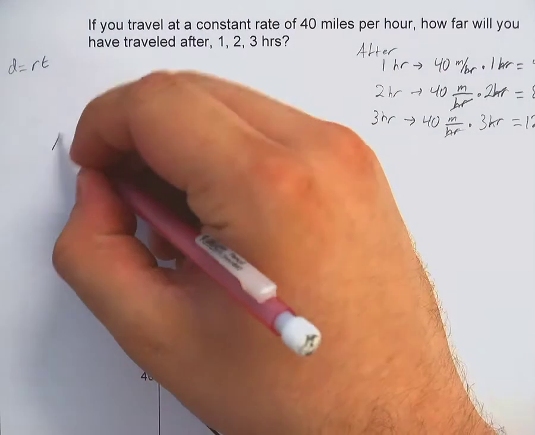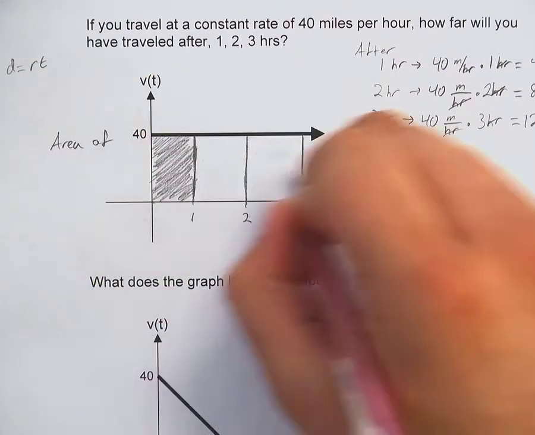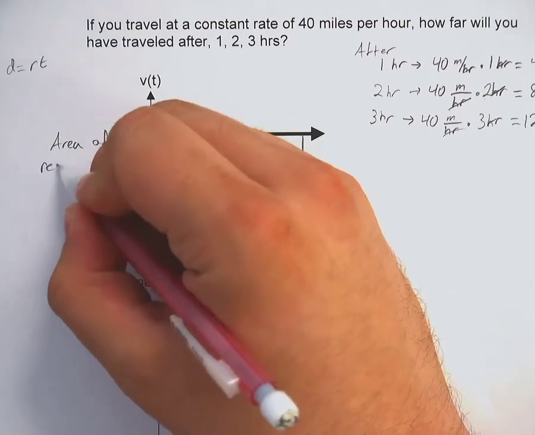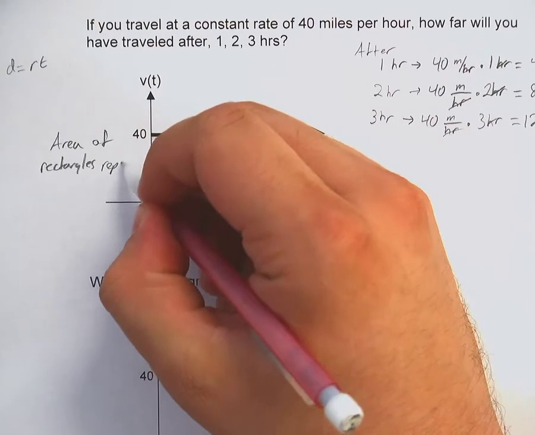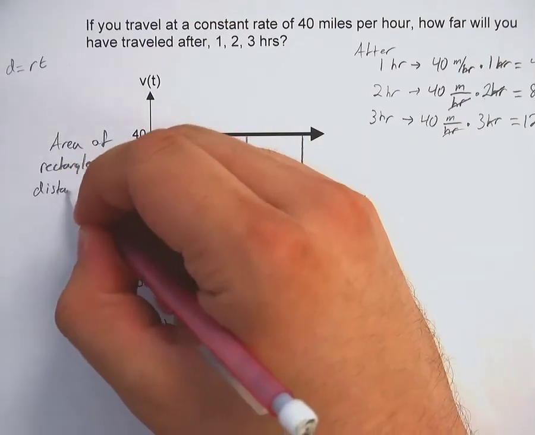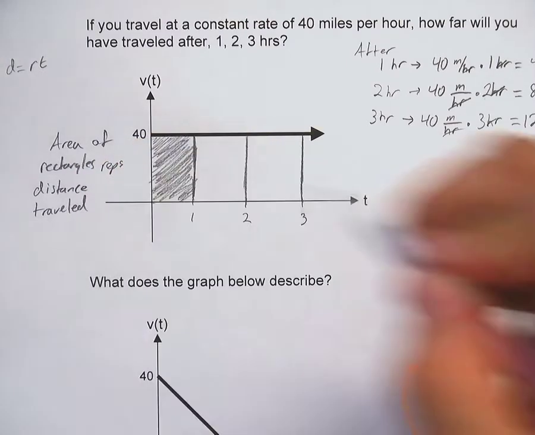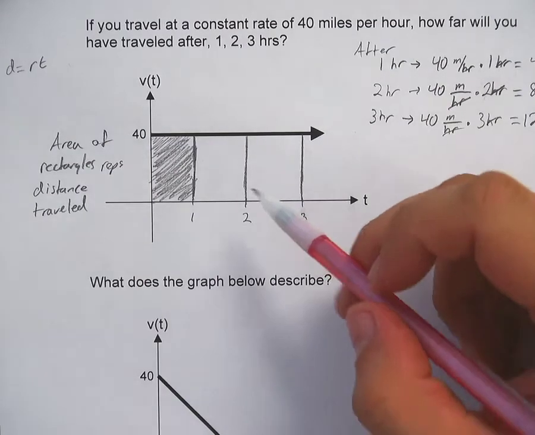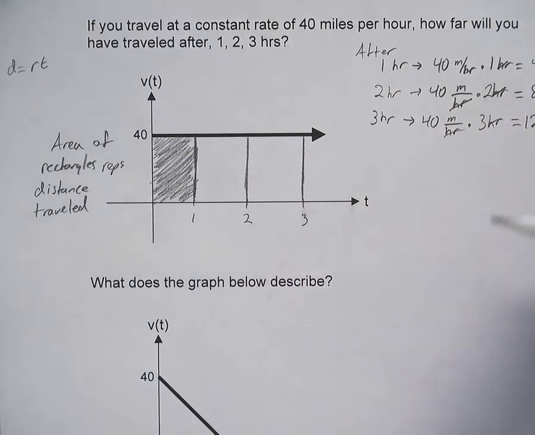So I'm going to write this off to the side here. The area of these rectangles represents the distance traveled. So the area under this curve represents your distance traveled. That's pretty cool, isn't it?